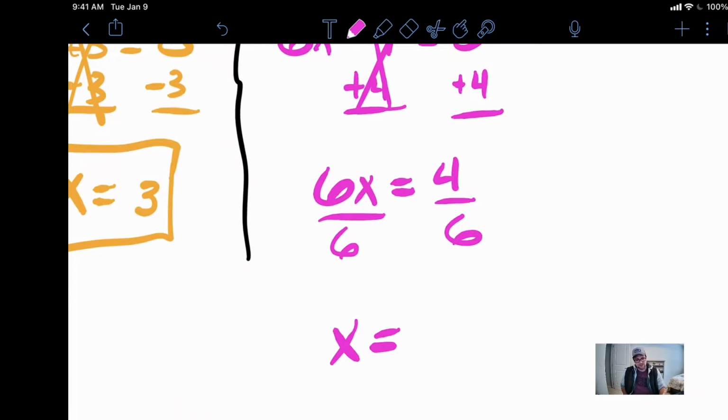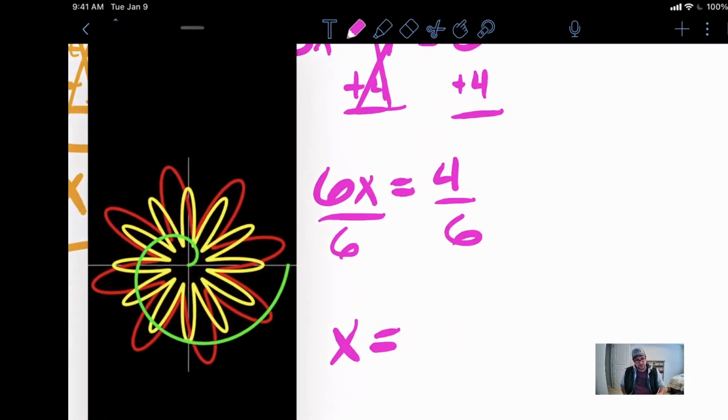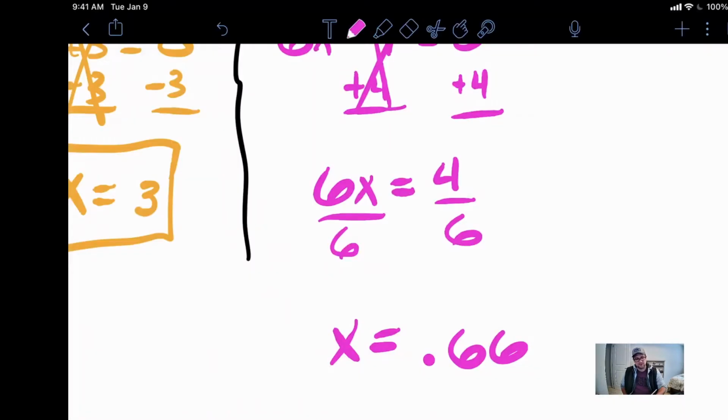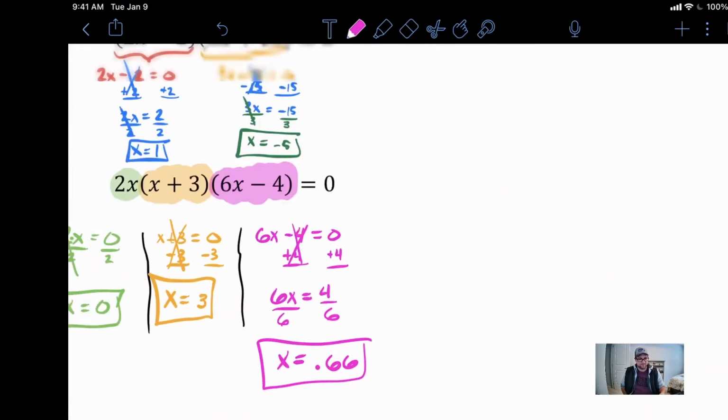Or I should just say, let's just say 4 divided by 6. We'll punch it out on our calculator. So 4 divided by 6 will just be 0.66. And that's good enough for us. So we'll take that as our answer for this question.